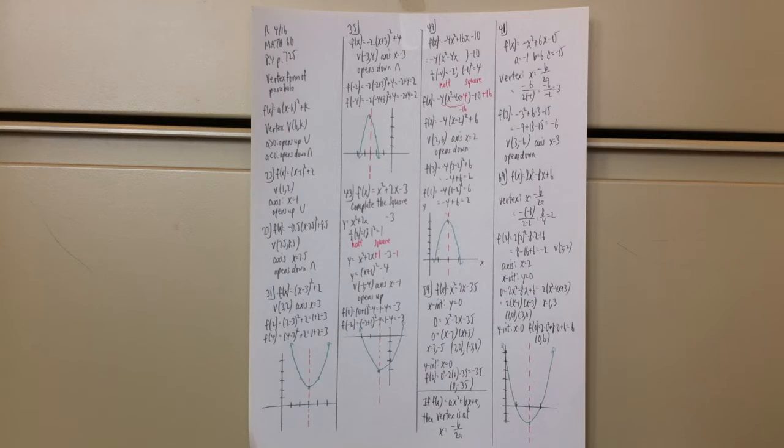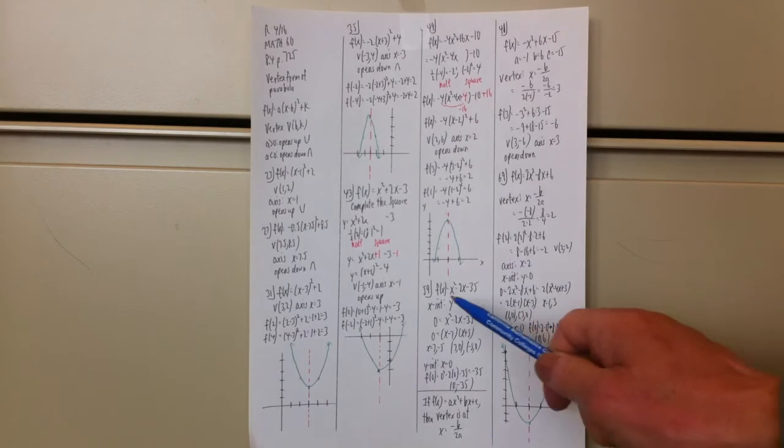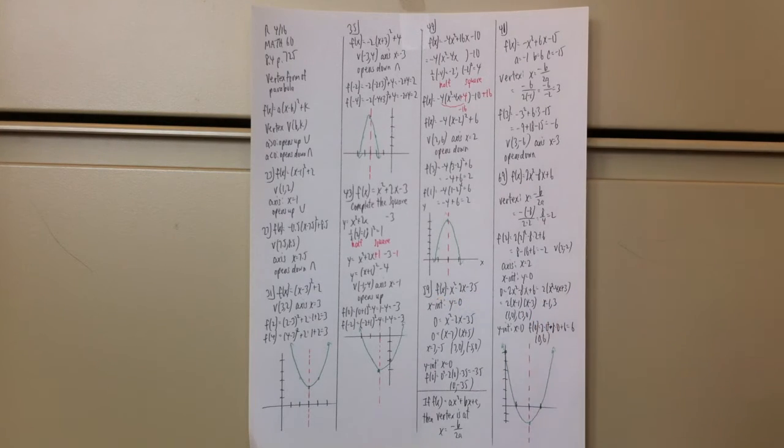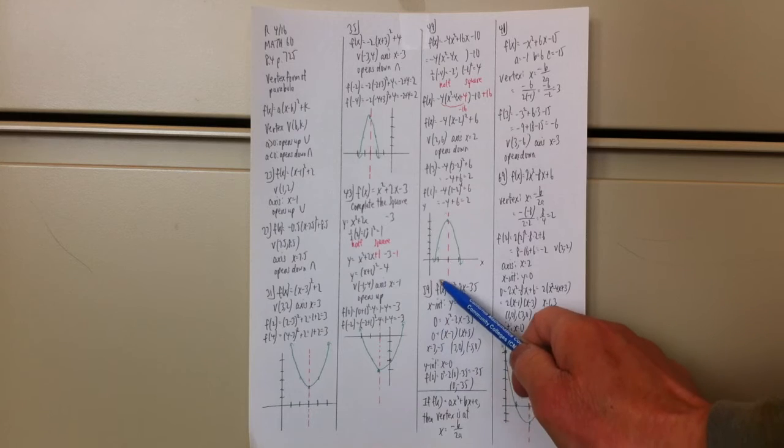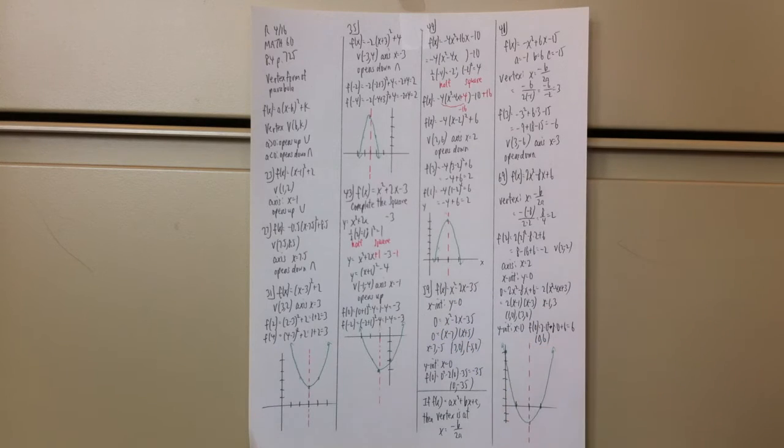59, they only ask for the x and y intercepts. So f of x equals x squared minus 2x minus 35. To find the x-intercepts, we set y equal to 0. Remember, f of x is the same as y, so I replace that with 0. 0 equals x squared minus 2x minus 35.